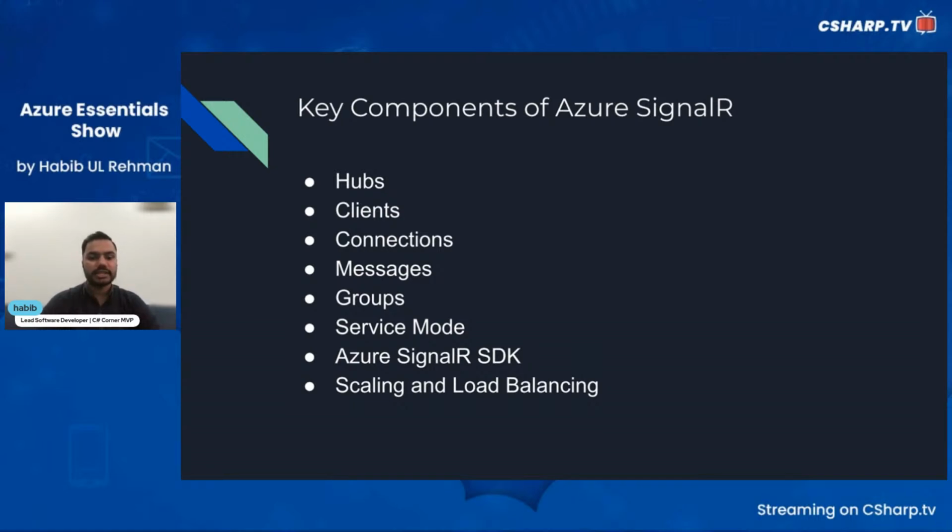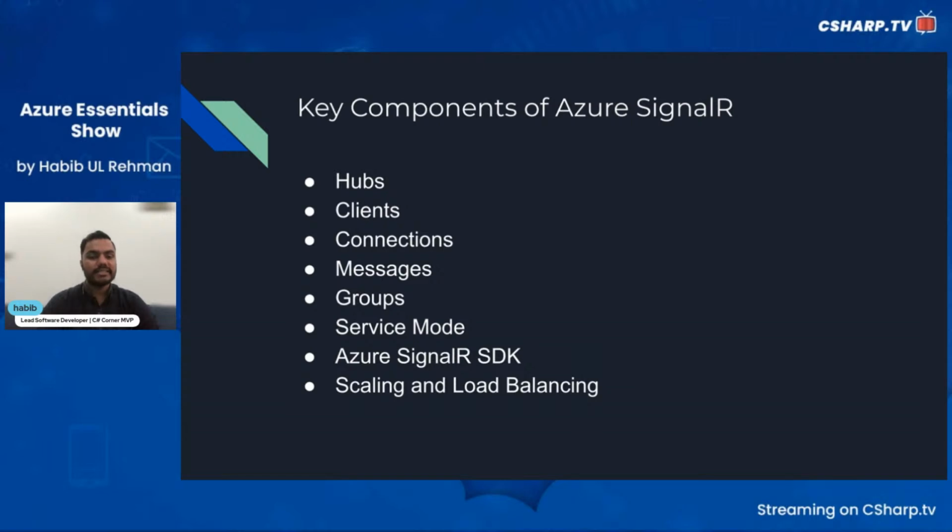Then we have connections. Basically, a connection is a persistent link between a client and the SignalR service. The main purpose of a connection in SignalR is to maintain an open bidirectional connection that allows data to be sent in real time between client and server. Each client has a unique connection ID, so we can identify a specific client by using that connection ID, and we can send messages to a specific user by using that connection ID as well.